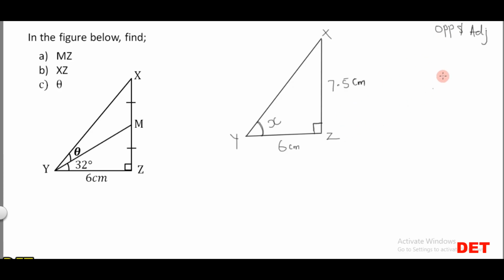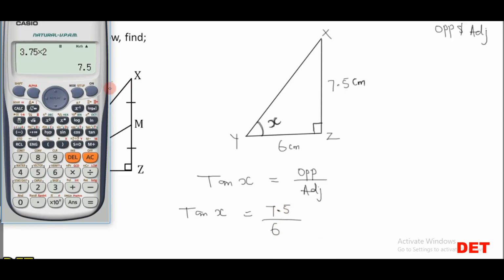So what's the relationship between opposite and adjacent? The relationship between opposite and adjacent is tan theta. Since my theta is x, what I'm looking for here is x. I have tan x equal to opposite over adjacent. My opposite is 7.5 centimeters over the adjacent, 6 centimeters. So 7.5 divided by 6 will be equal to 1.25.